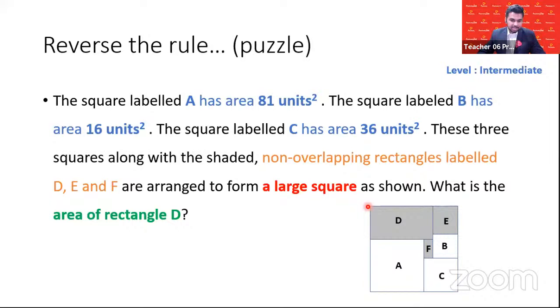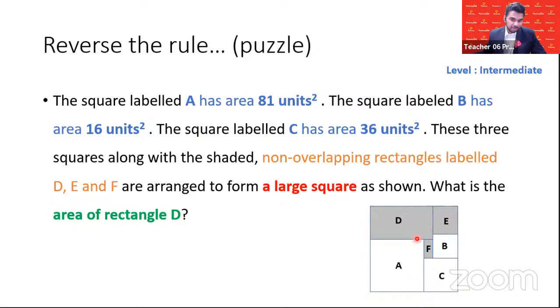But to find this, you have to use the idea that a square has sides which are of equal length. If the area of square A is 81, it is the square of a number. 81 is the square of the number 9. So each side of the square has to be 9. Similarly, for B, it has an area of 16, so it is 4 into 4. Each side is 4. Similarly, for C, 36 is the area, so it has to be 6 times 6.